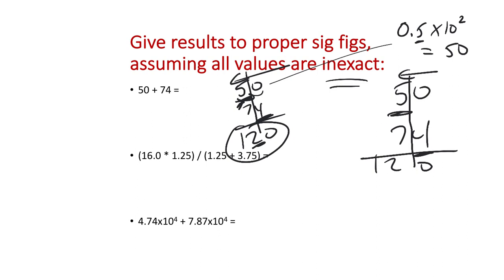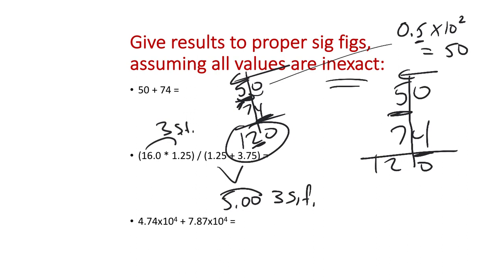Next operation below, we have 16 times 1.25. So this result here would be good to 3 sig figs. And then we're dividing it by the sum of two numbers, which is 1.25 plus 3.75, and that looks like it'll have 3 sig figs still. And so that'll be 5.00, but with 3 sig figs. So when we do this math here, the end result should have 3 sig figs.